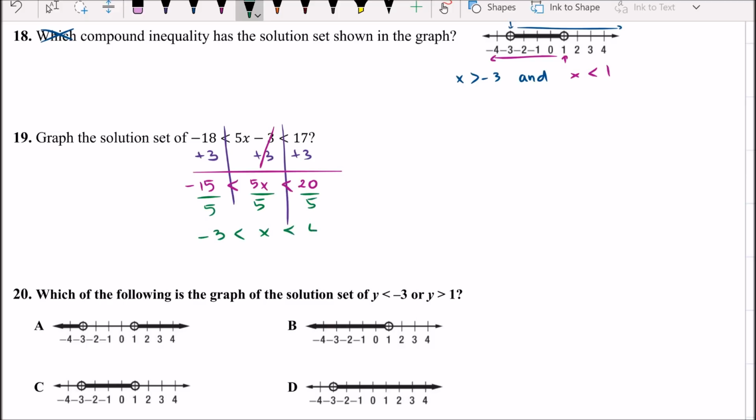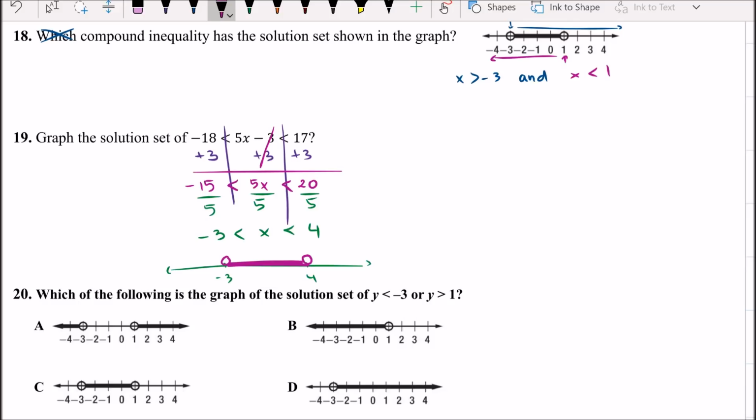-3 less than x less than 4. Alright, so our graph is literally x between -3 and 4. So this is -3, this is 4. There's no equal sign, so it's got to be an open circle. Okay, and this is x between -3 and 4. Okay, so that's it for the graph. It's just like number 18.